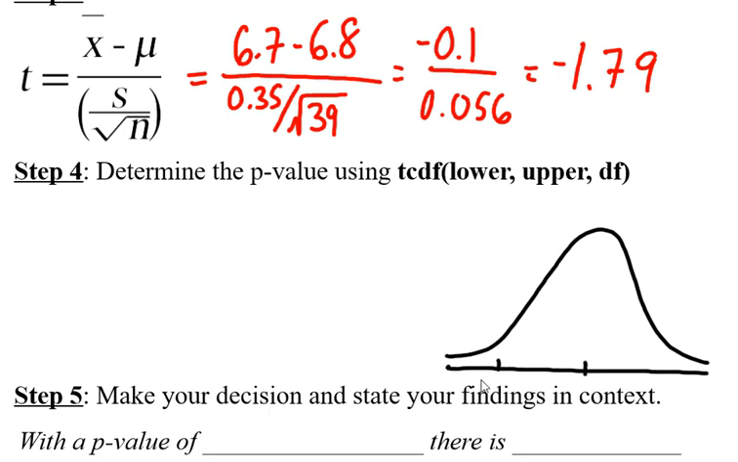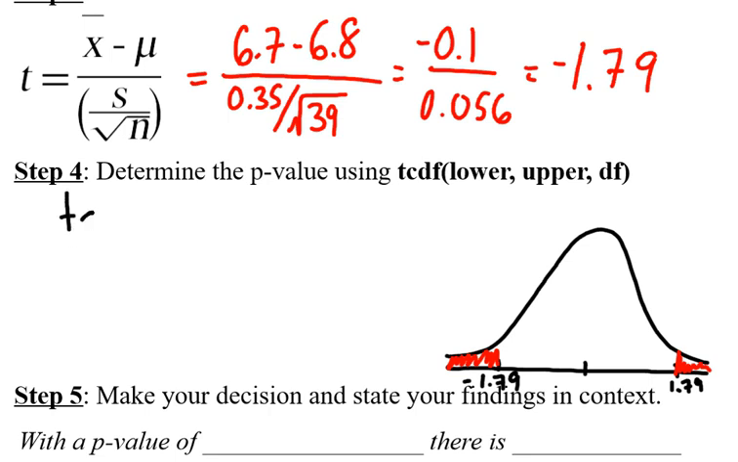So I need to find the probability of being less than negative 1.79 or bigger than 1.79, because it didn't specify direction in the first, so it could be one or the other. So I'm going to need to double whatever I find here.